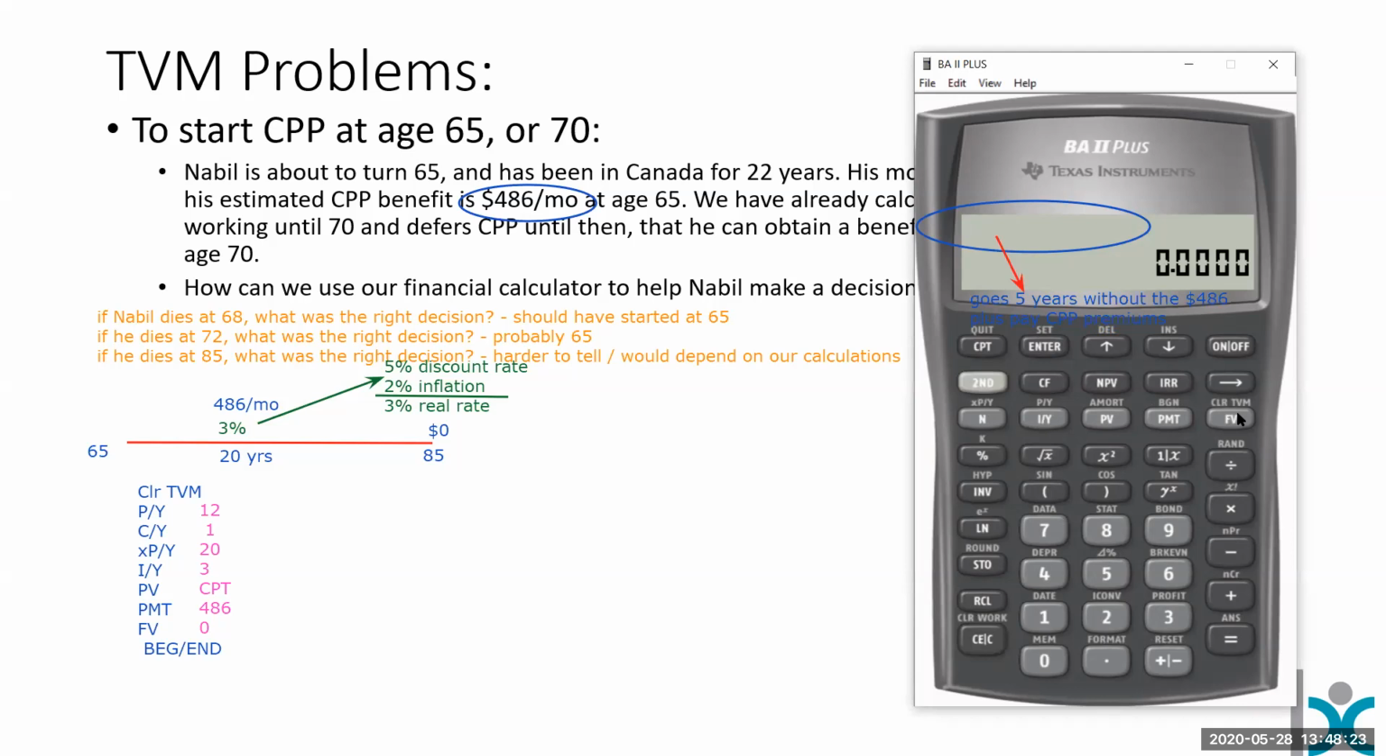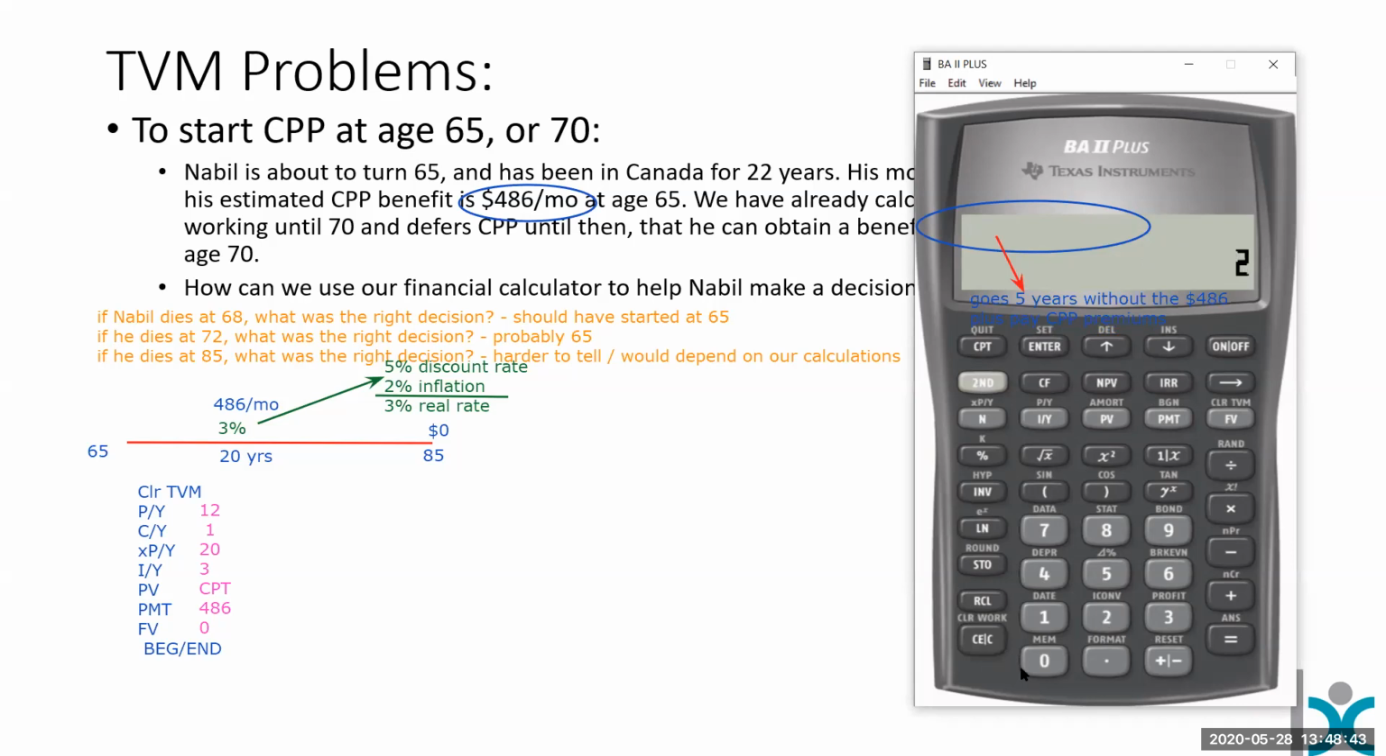Okay, so the first part of this here, we're just going to go to PY and CY. Now we're going to do our PY at 12, enter, and our CY at 1, enter. Okay, get out of here.